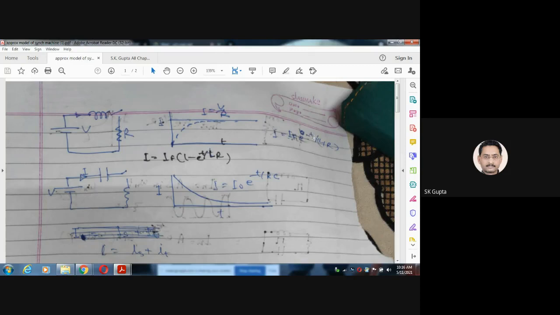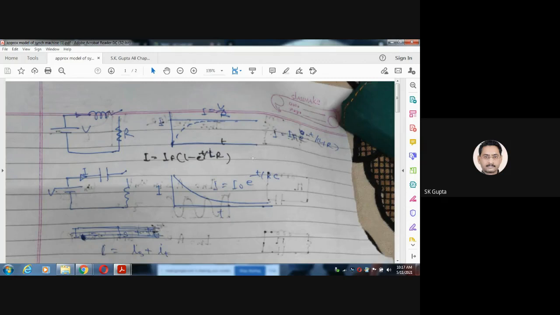Let L by R be tau. When t is equal to 0, initially this is equal to 1, so the natural or transient current is equal to IF. But when t is infinite, finally it will be 0. The transient current will be 0. So this component curve will initially be high, like this, and finally it will be 0.